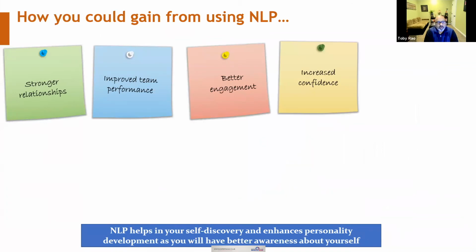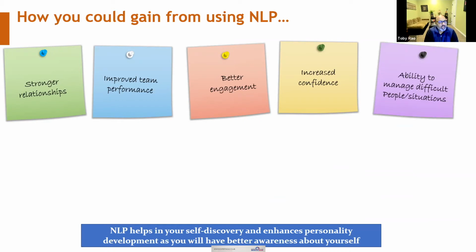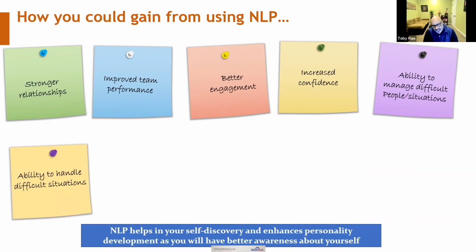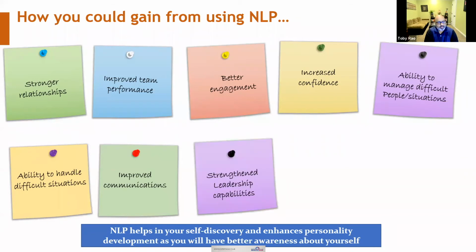So here are definite outcomes that you could gain from using NLP. Stronger relationships, not just at work, but even your personal relationships can get better because of better understanding. Your ability to handle difficult situations. If a person is saying something, is mad, is upset, you would understand better how to calm things down and improve communications.